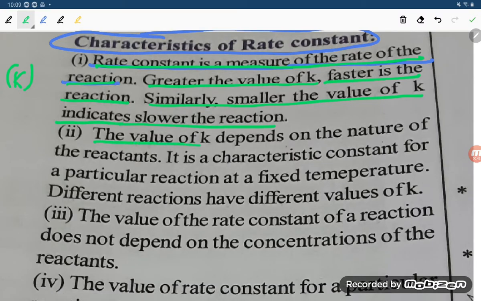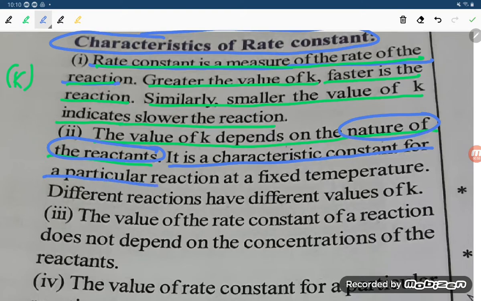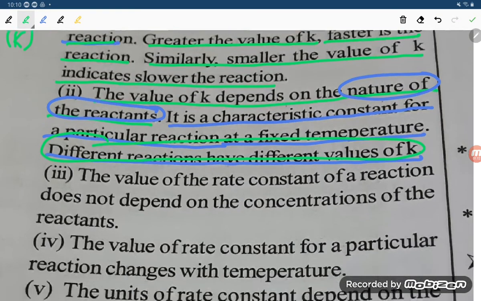Second point, the value of K depends on the nature of the reactant. It is a characteristic constant for the particular reaction at a fixed temperature. So if the temperature is fixed, the rate constant will be fixed for the particular reaction. Different reactions have different values of K. If the reaction is different, the rate constant value will also be different.